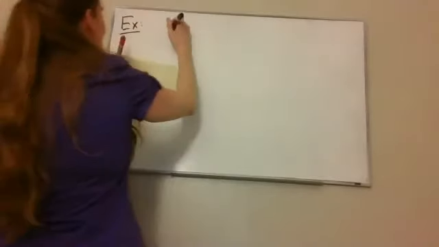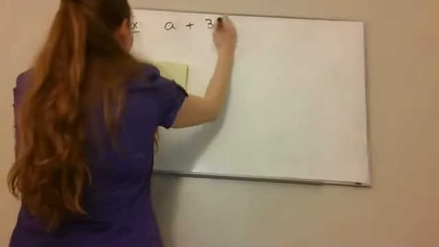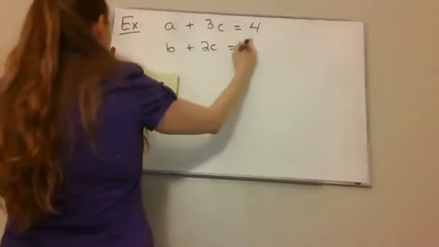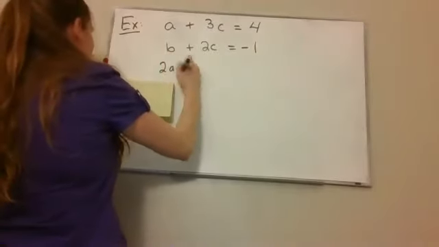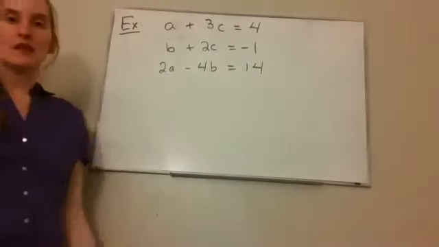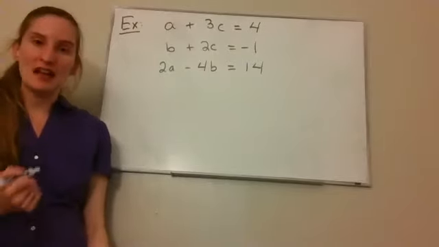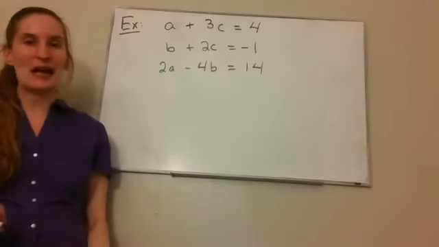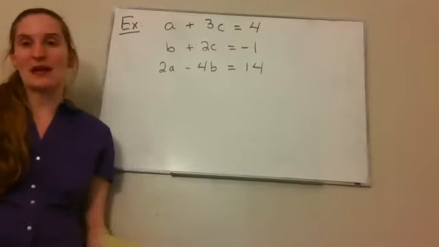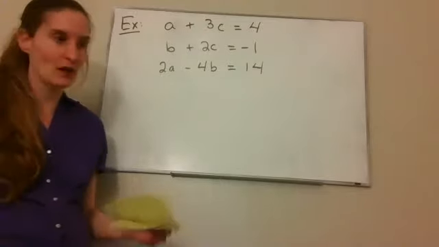All right, let's do another example. I have A plus 3C equals 4. B plus 2C equals negative 1. And 2A minus 4B equals 14. So this is another system of 3 equations, and I do have 3 variables, even though I don't have all 3 variables in every single equation. That just means for a particular equation, we have a coefficient of 0 for a certain variable.